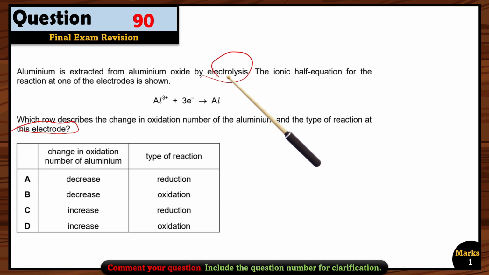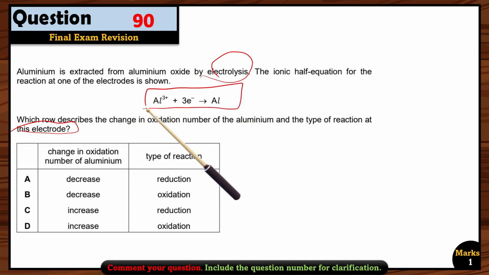At the negative electrode you will always get which ions? The positive ions will move towards the negative electrode. So this reaction they have already given you, and you need to remember that before, the oxidation state of aluminium was 3 plus. But here now aluminium is in the form of a metal, in the element form. So now the oxidation state is 0.